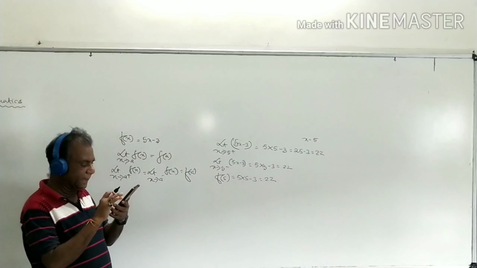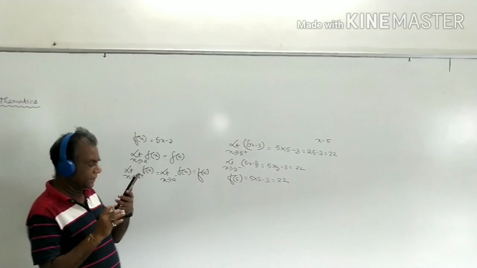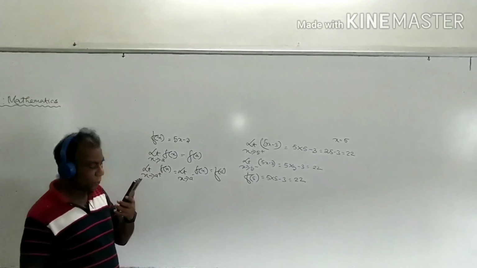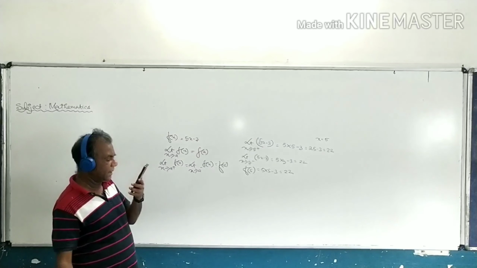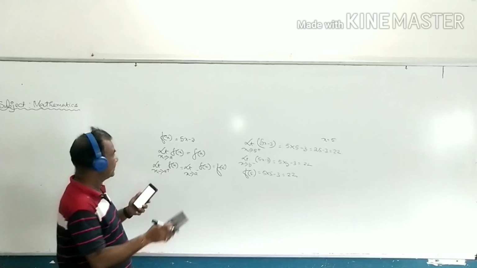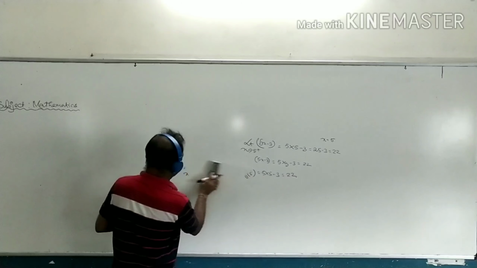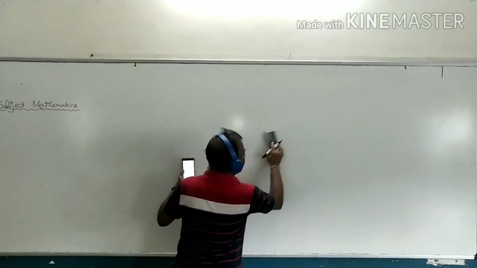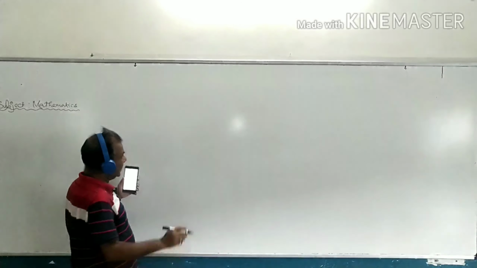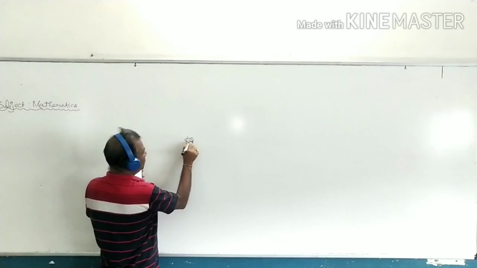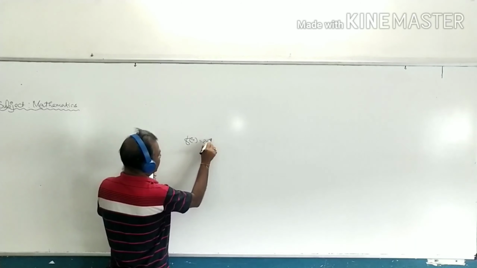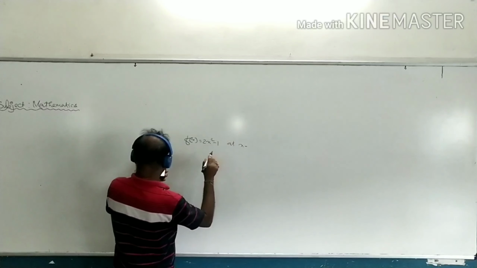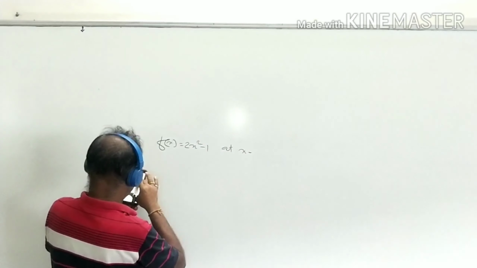Now we will check the second question: examine the continuity of the function f(x) equal to 2x square minus 1 at x equal to 3. The function is changed. What is that function? 2x square minus 1. f(x) is given as 2x square minus 1 at x equal to 3.